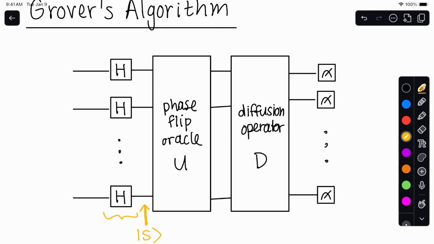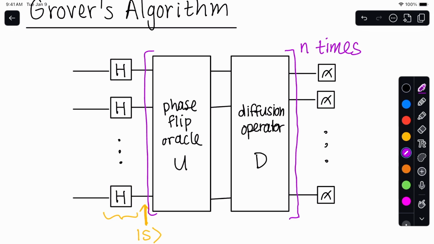Then we're going to apply the phase flip oracle, which is going to flip the phase of our target state. And then we'll apply the diffusion operator, which flips all the amplitudes over the mean. And depending on the situation at hand, we may want to do this more than once. So we can also take this part, and we may want to do this, let's say, n times. And we're going to talk in a little bit about how you would determine this optimal number of iterations. And then, of course, at the end, we're going to measure all the qubits.